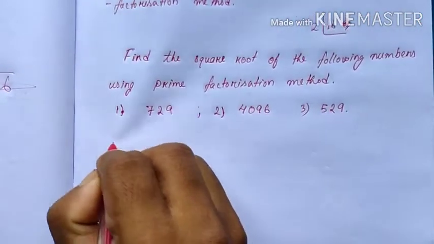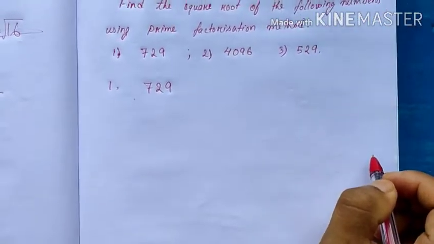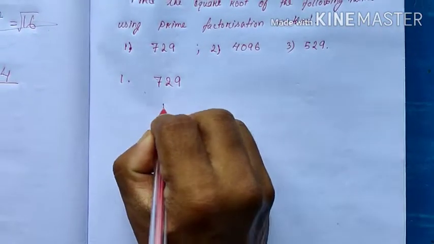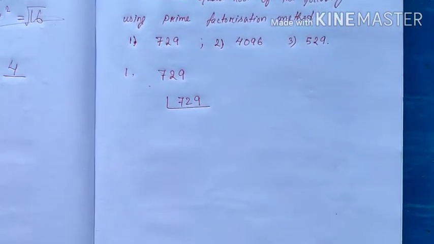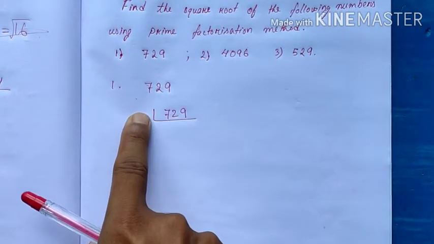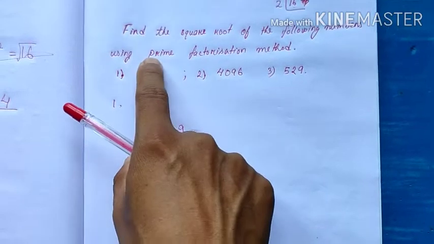So the first number, 729. First we have to factorize this 729. So first write it like this, 729, and now we will only include the prime numbers here, because the factorization must be done with prime numbers only.